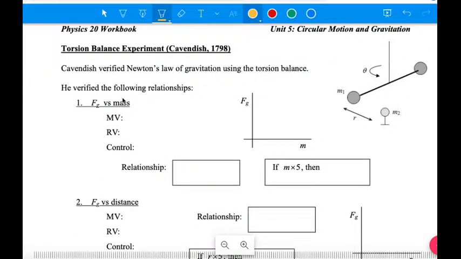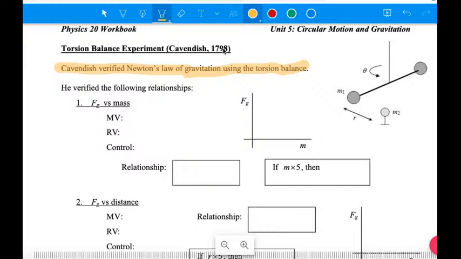So these are some verifications of Newton's theory of universal gravitation, right? Nothing can be accepted as absolute truth in science. Same goes for gravity. It had to be experimented and verified before people would take what Newton said to be true, and even then there's room for improvement. So Cavendish verified Newton's law of gravitation using this torsion balance.